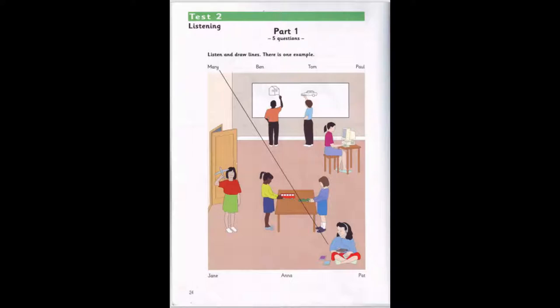1. Where's Tom? He's drawing a picture on the board. There are two boys drawing. Which one is Tom? He's drawing a car. Oh, yes. I can see him now.